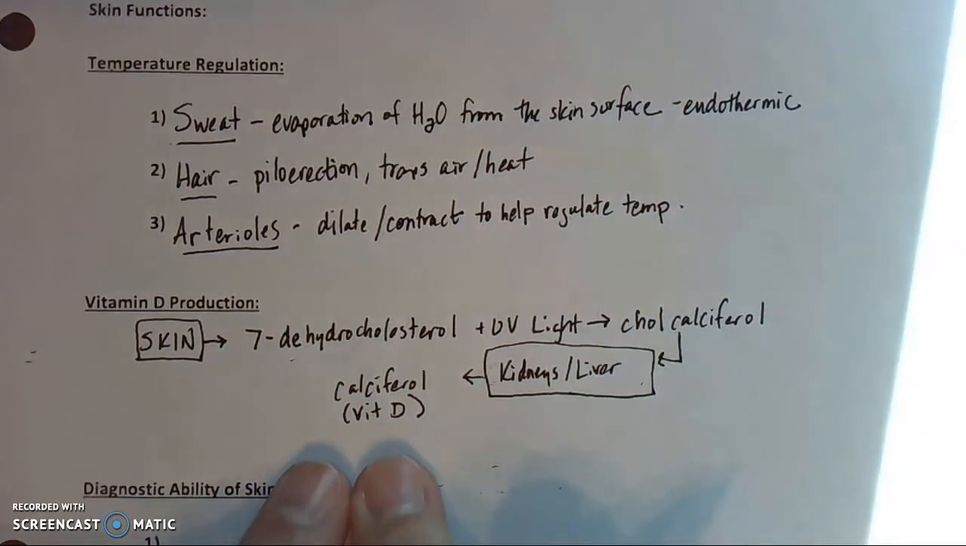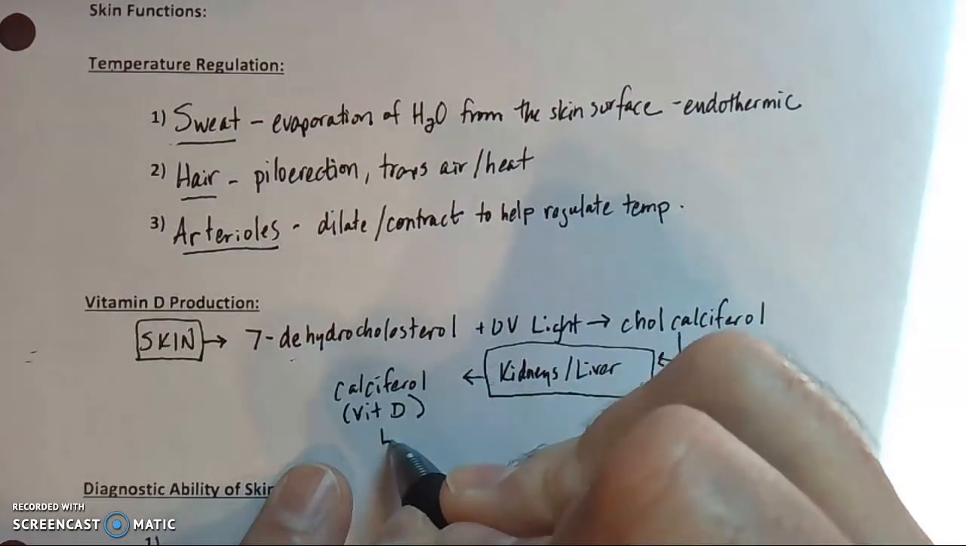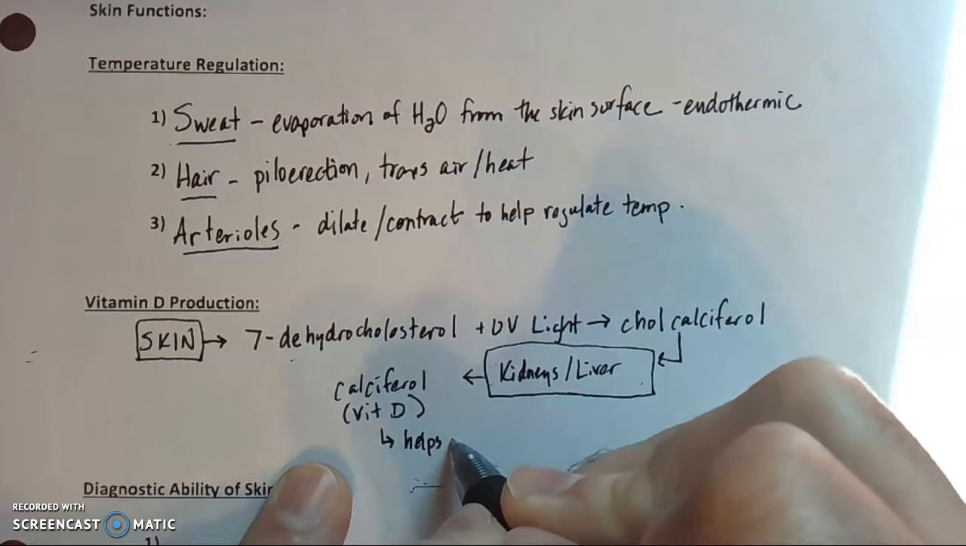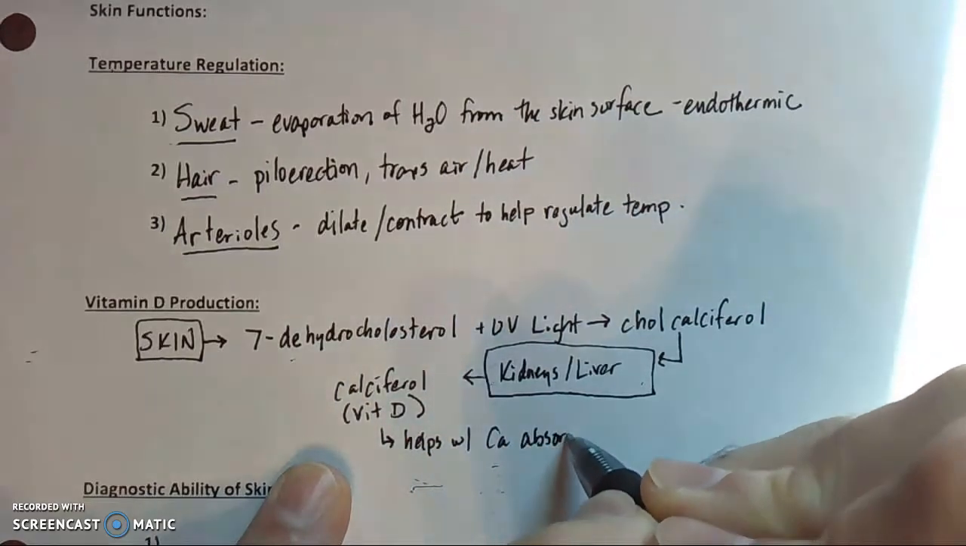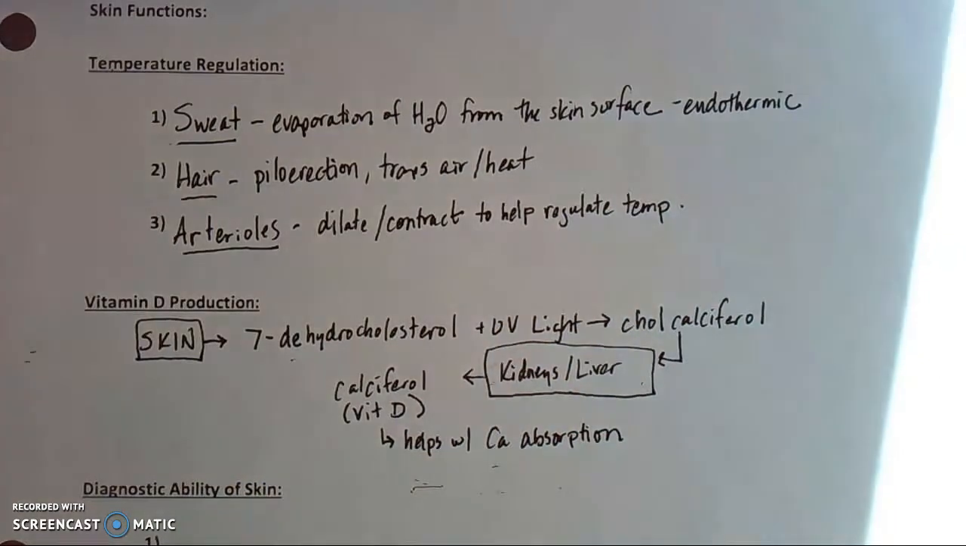With that, vitamin D helps with calcium absorption in our body. So it's really important for maintaining a lot of different things in our body. And we'll talk a little bit more about vitamin D when we talk about bones and calcium.